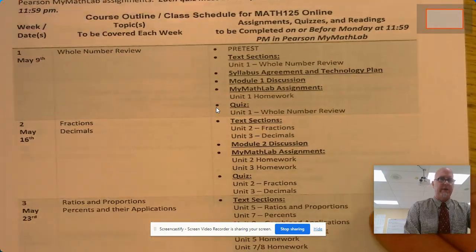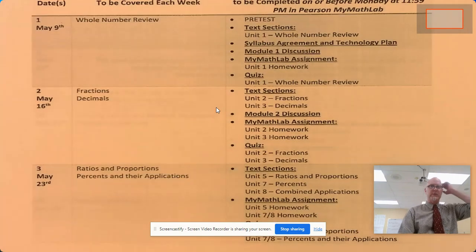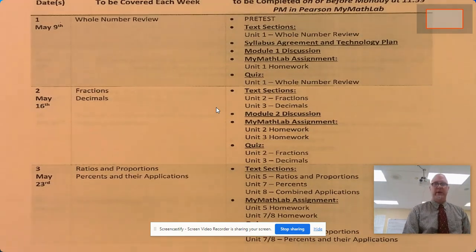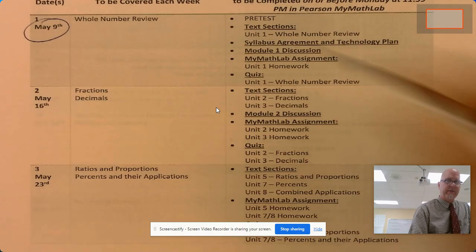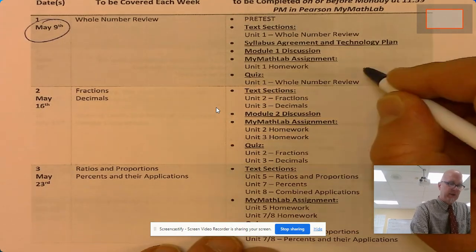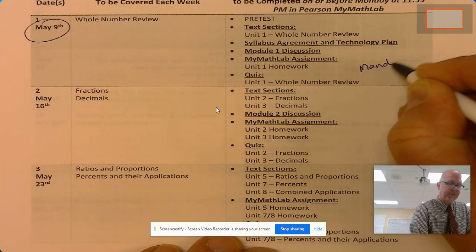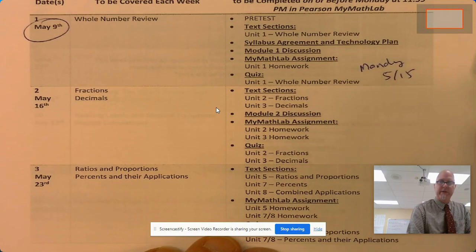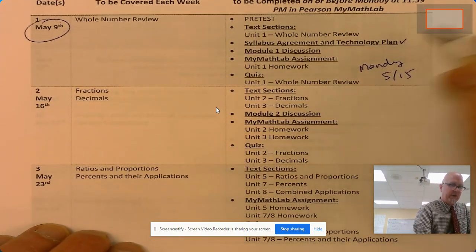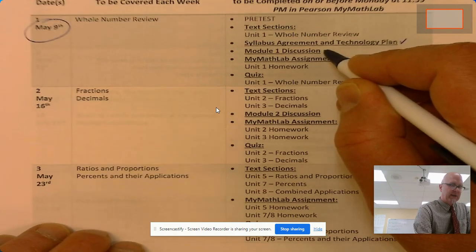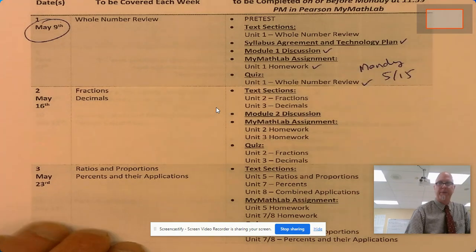This area here is part of the syllabus that would be most beneficial for you to be looking at. It's got each week, and it talks about what is happening during each week. We had our class on the 9th, and so everything is due on the 15th. So Monday, May 15th is the due date for all the material that it says right here, which means you owe me a discussion, syllabus agreement and technology plan, a discussion, a homework, and a quiz.